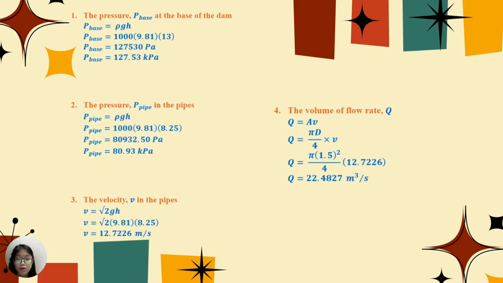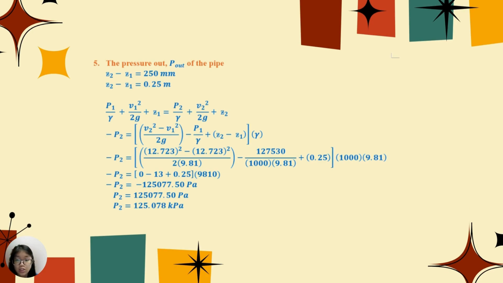The third question is the velocity of the water when entering the pipes. We use the formula from the Bernoulli equation to find the velocity when entering the pipes, and we get 12.7226 m/s. The fourth question is the flow rate, which is Q. Then we get 22.4827 m³/s. The fifth question is the pressure out at the pipe, which is P out, and we use the Bernoulli equation and find that the pressure out is 125.078 kilopascal.